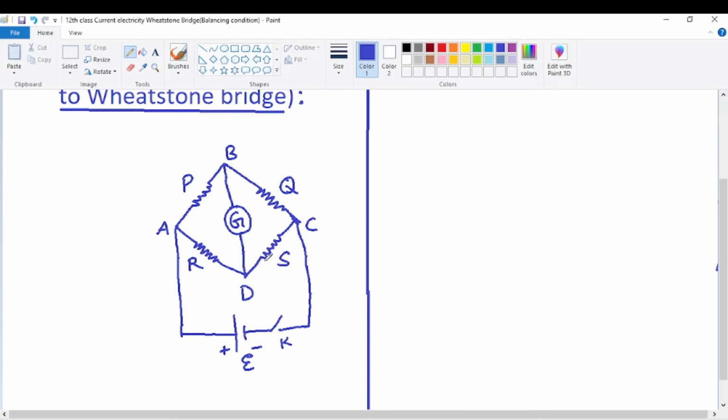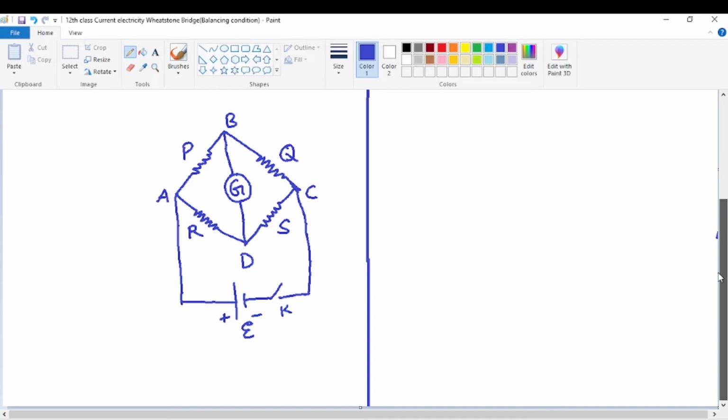This network, or this group of resistors P, Q, R and S connected this way, so as to form a closed circuit A, B, C, D, A, starting with A and coming back to A, consisting of a galvanometer and a battery E connected this way, is called a Wheatstone bridge. So that's the simple meaning of the Wheatstone bridge.